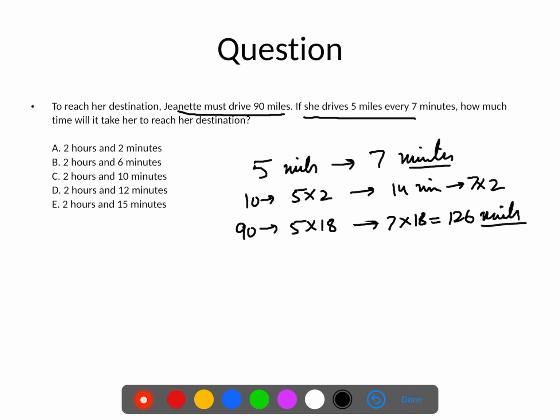So that is the time I'll take. But if you see, the options are in hours. So 126 is 120 minutes plus 6 minutes, that is 2 hours plus 6 minutes. So that is our answer. So be careful about the units. There could be situations wherein the question has minutes or feet, and the answer options have hours or kilometers or miles. So just be conscious about that.